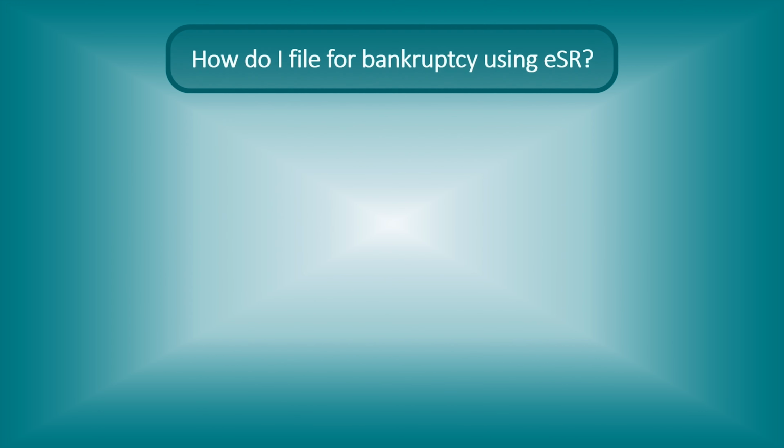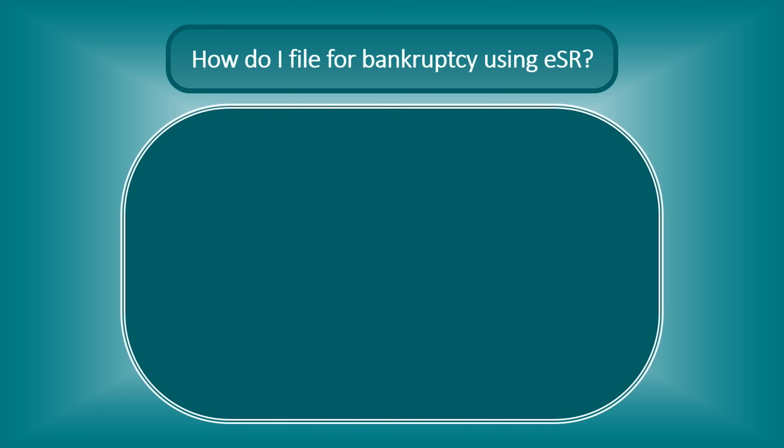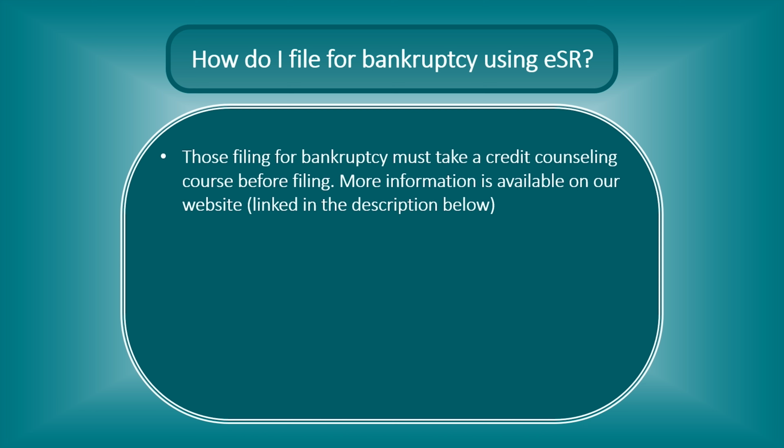Before filing your case using the eSR system, there's a couple things you'll want to do. First, the Bankruptcy Code requires debtors to complete a credit counseling course within 180 days prior to filing their bankruptcy case. A list of approved credit counseling agencies has been compiled by the United States Trustee Program. A link to that list and the U.S. Trustee Program website is linked in the video description below.